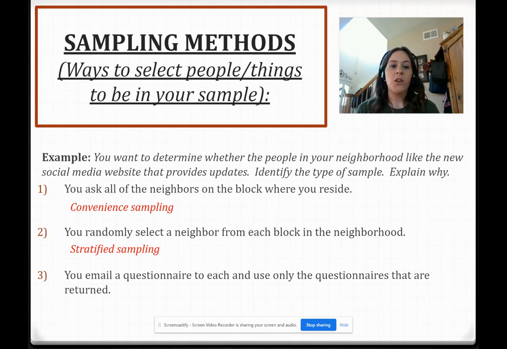And number 3, you email a questionnaire to each and use only the questionnaires that are returned. So you email a questionnaire to everybody, but you only get the questionnaires that are returned back to you. This would be voluntary sampling. Anytime you've ever gotten something in your email or mail and they're clearly hoping that you take the time to fill it out and return it, this is voluntary. They're sending a really wide net, hoping that they get a good amount of people taking the time to volunteer their time and send it back.